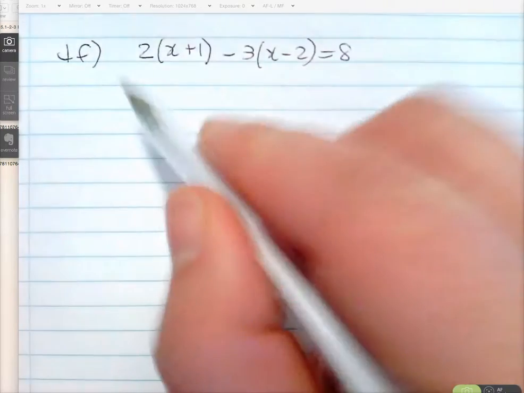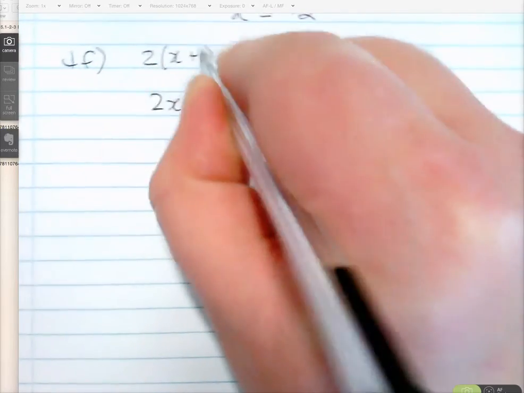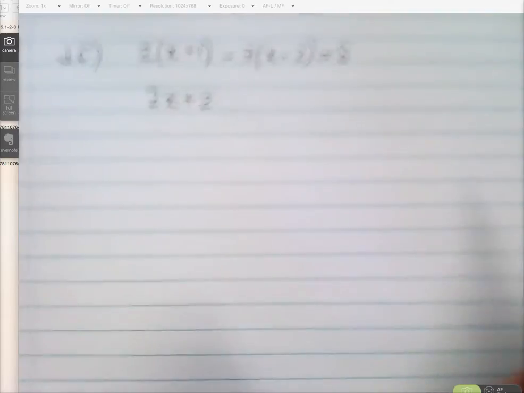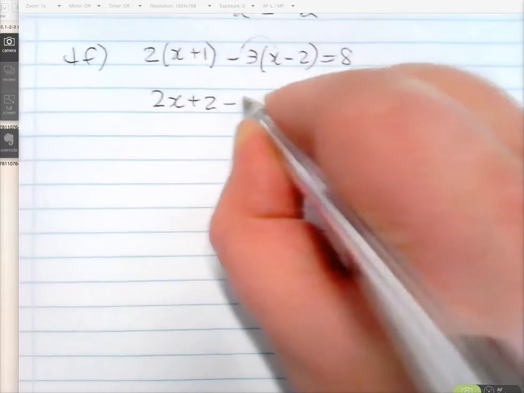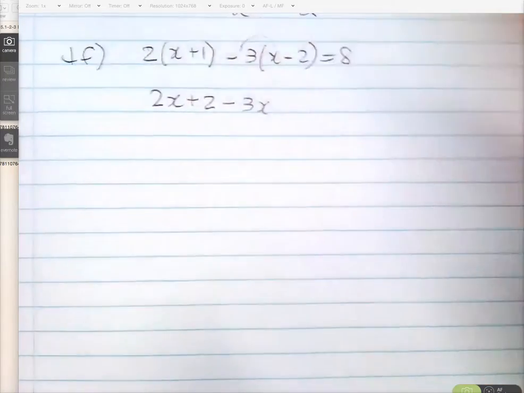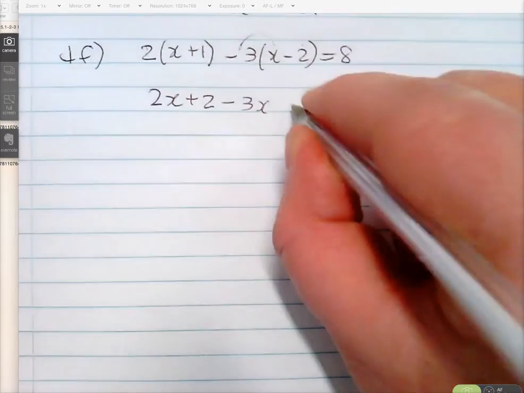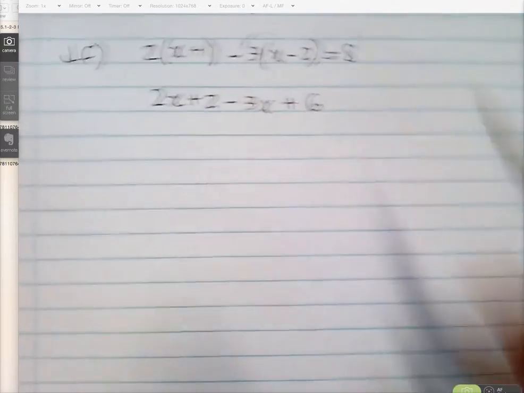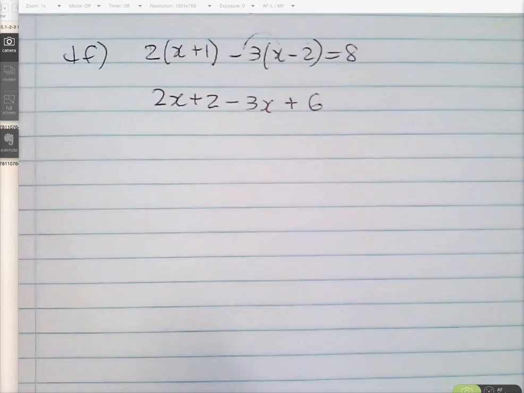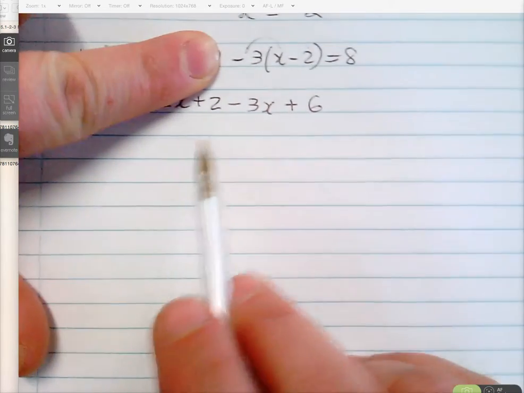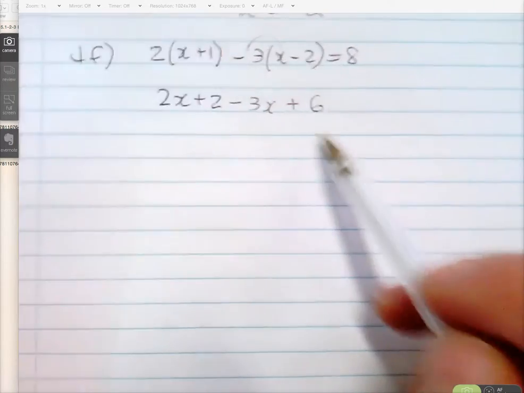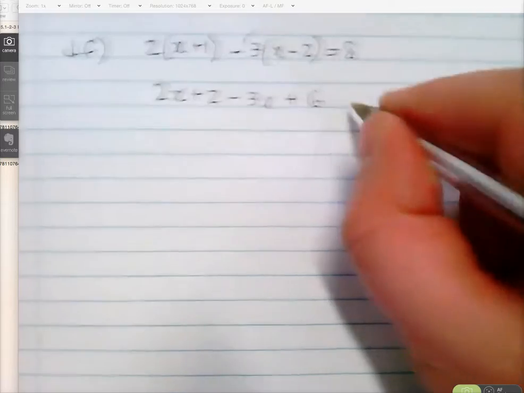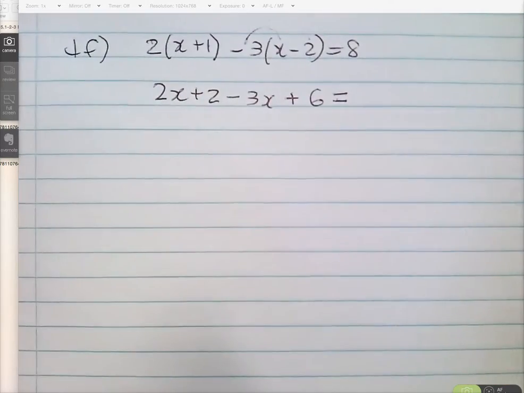We've got 2 times x is plus 2. Now, don't put the minus sign. Just do minus 3 times x is minus 3x, and minus 3 times minus 2. That's the quickest way. If you go minus, brackets, 3x minus 6, you're going to end up with a problem. So you do that first bit, cover it, and then minus 3 times x is minus 3x, minus 3 times minus 2 is plus 6. That is the easiest and quickest way to do it.